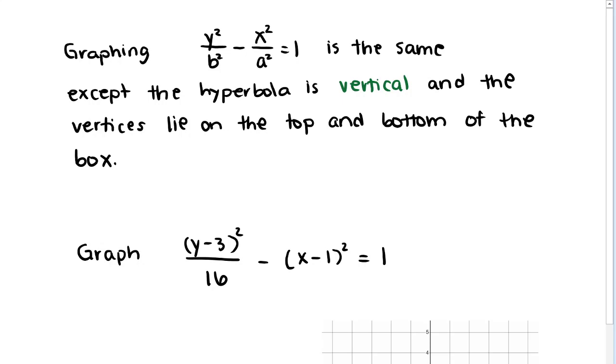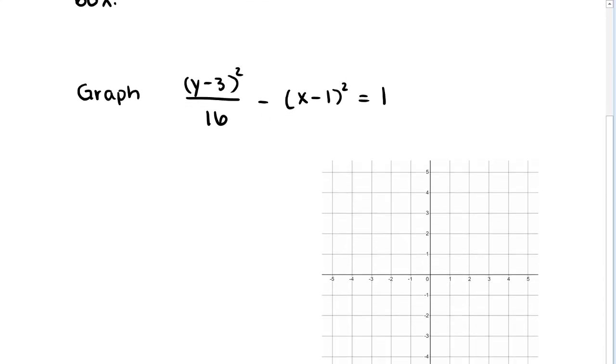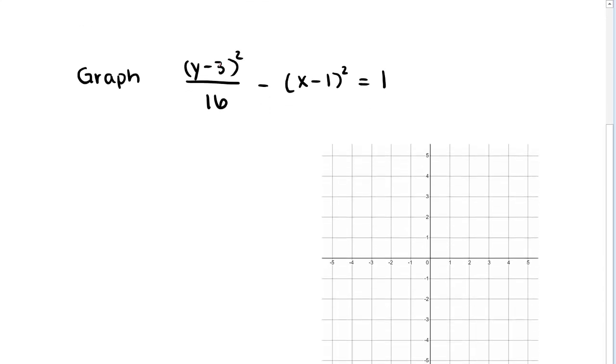So when it comes to graphing hyperbolas where the y term is positive, everything is the same as before, except the hyperbola is now oriented vertically, and the vertices lie on the top and the bottom of this box that we sketch out. Right, so here, if I look at this equation, the first thing I notice is the center. Well, here maybe think about for a moment what the center ought to be. Well, the x term ought to be 1. Right, so here we have x minus 1 squared, so the center x value is going to be 1. And then we have y minus 3 squared, so the center y value is going to be 3.